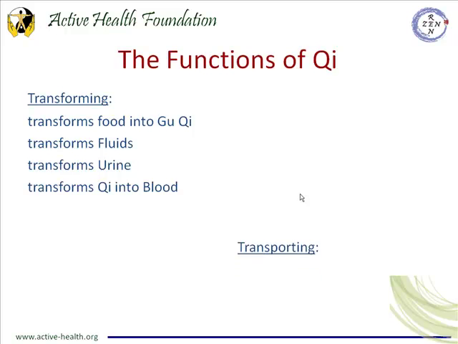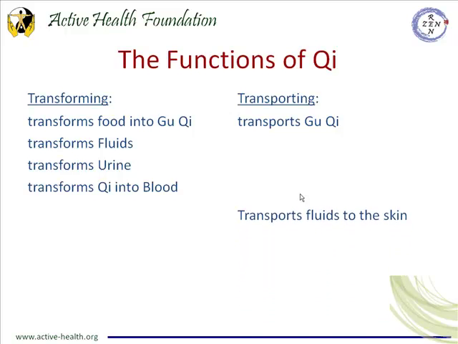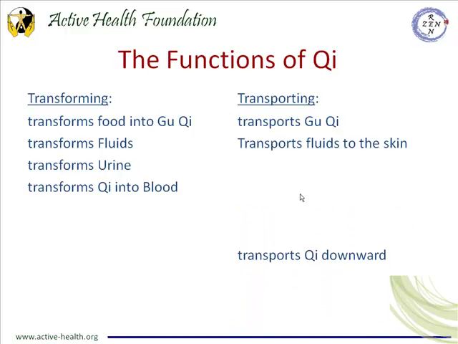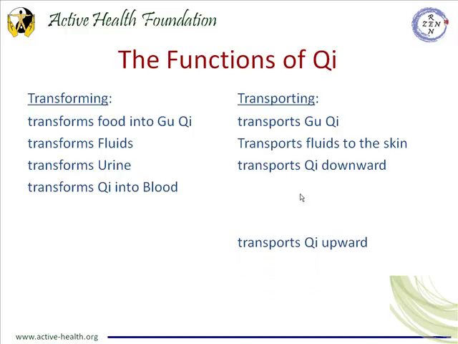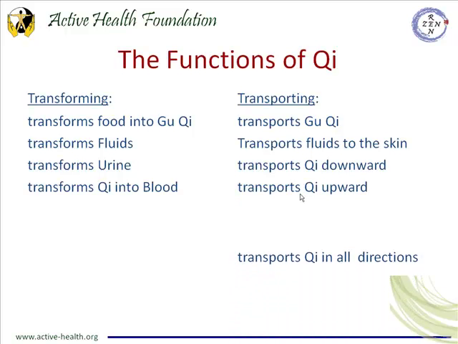When we look at transporting, we can see that Qi transports Gu Qi upwards into the upper chest. It also transports fluids to the skin. It also transports Qi downwards. So again, when we eat food, it travels by peristalsis along the gastrointestinal tract. This is the downward transportation of Qi. Qi also transports upwards, and in fact Qi transports in all directions.